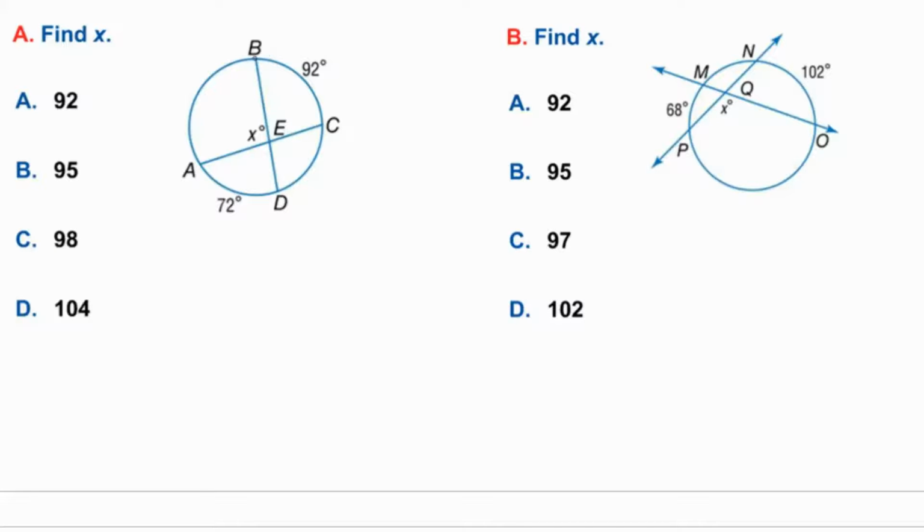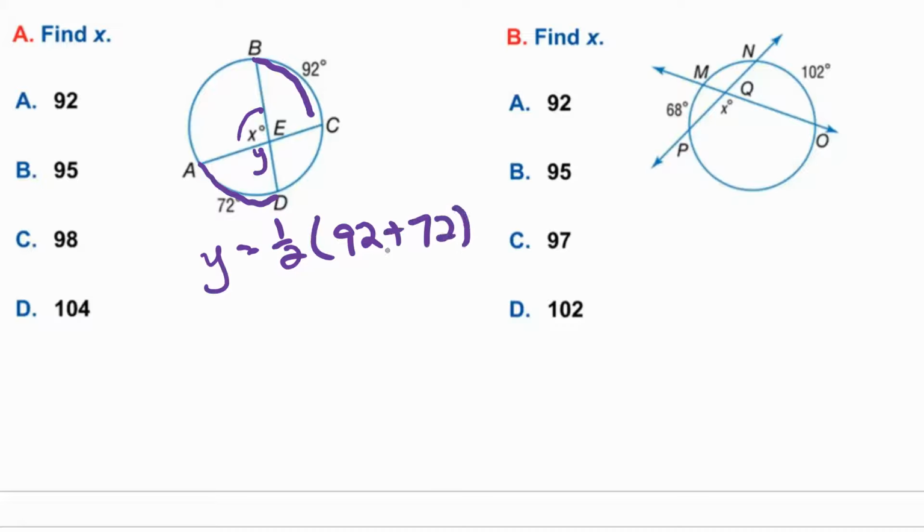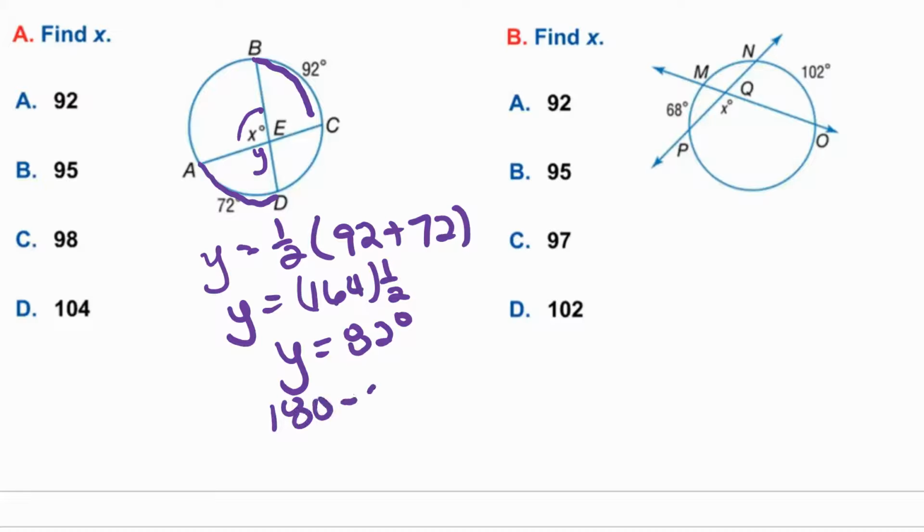In this problem A, we're given arc BC is 92 degrees, arc AD is 72 degrees. We're asked to find this angle here. Let's call the angle next to it Y. So Y equals 1/2 of 92 plus 72. Y equals 164 and 1/2. So Y equals 82 degrees. To find x degrees, we do 180 minus 82, which would give us 98.